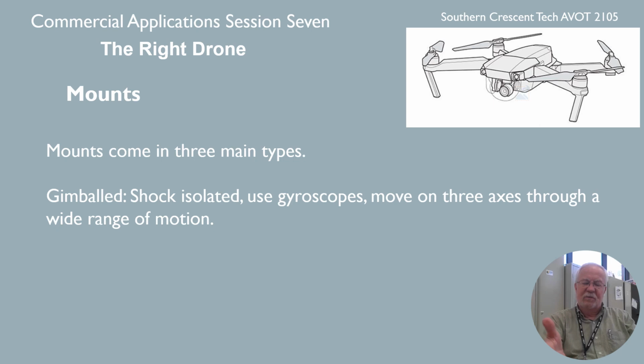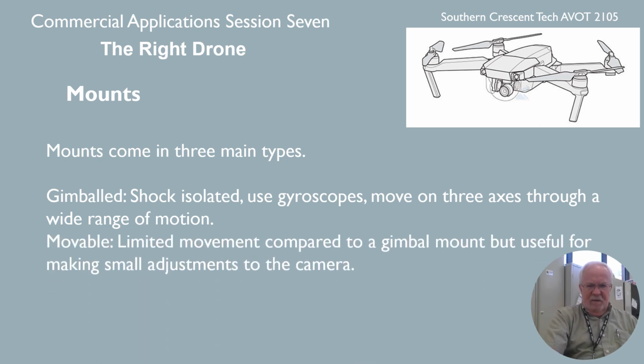So a gimbal is the most sophisticated. Shock isolated just means it doesn't record the vibration of the aircraft as the motors are turning. It will require gyroscopes, and will move on all 3 axes through a wide range of motion. Right, and we're familiar with all that. That's not a big shock. But then we have another kind of gimbal, which is just movable. So it does not have the little motors. It doesn't have gyroscopes. But you're holding the drone in your hand. You can turn the gimbal so it points in a specific direction. So it's movable, but it has limited motion.